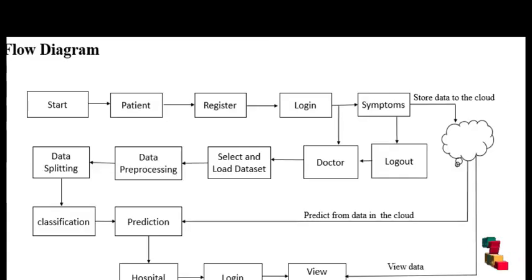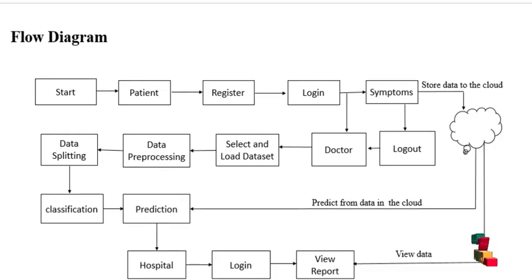Now let's see the flow diagram of this project. This project consists of three modules: patient module, doctor module and hospital module. First the patient registers himself if he is a new user, logs in through his credentials, enters the symptoms he faced and logs out.